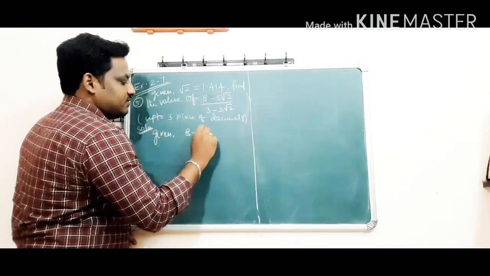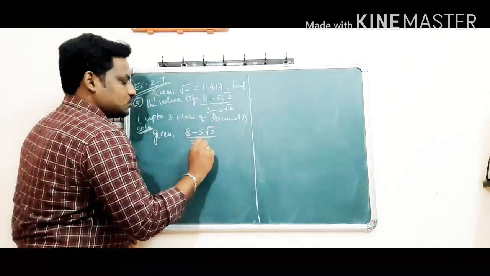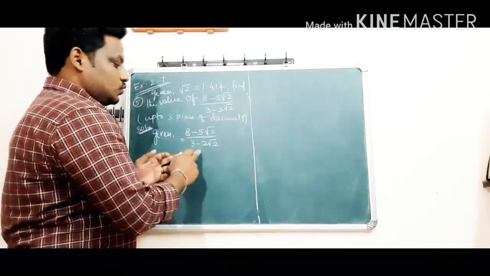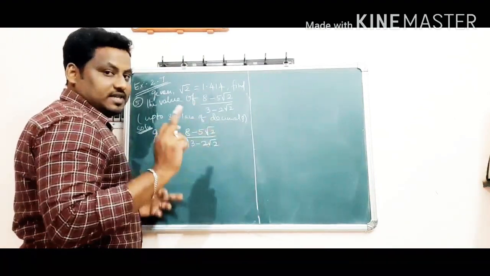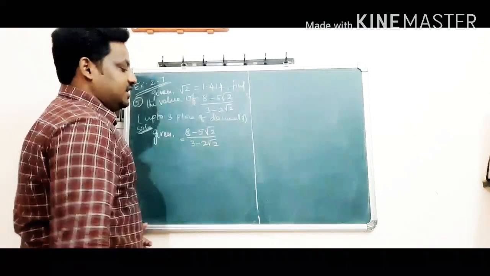8 minus 5 root 2 divided by 3 minus 2 root 2. This is what is given. So don't directly apply the value 1.414. That is wrong. First of all you have to rationalize the denominator.